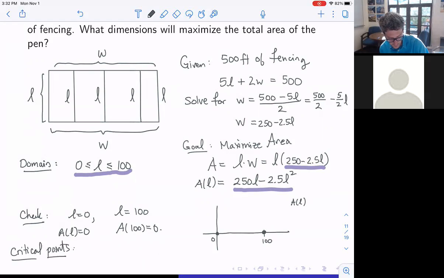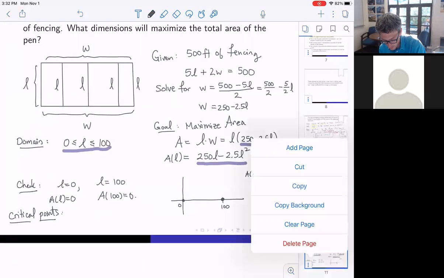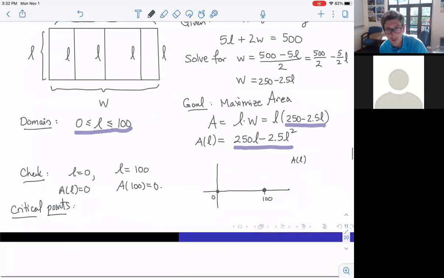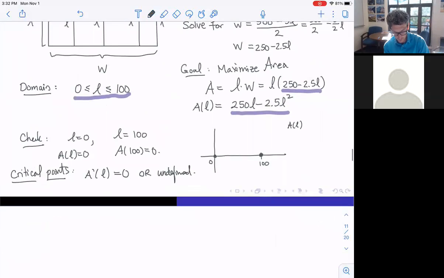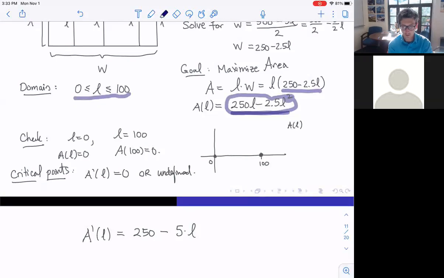Critical points are going to be points where the derivative is equal to 0 or where it's undefined. So these are points where A prime of L is equal to 0 or undefined. Let's find the derivative of A. We can just use the power rule. So 250 minus 5 times L. I just used the power rule to find the derivative of 250L. That's just 250. For the derivative of 2.5L squared, the 2 comes down, and we get 5L. And that's a nice function.